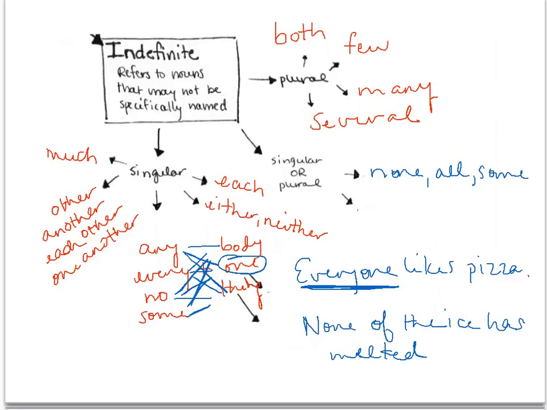None, all, some, and any, most, more. To determine the number of these pronouns, you have to look at the sentence and figure out what they are referring to. More on that in another tutorial.